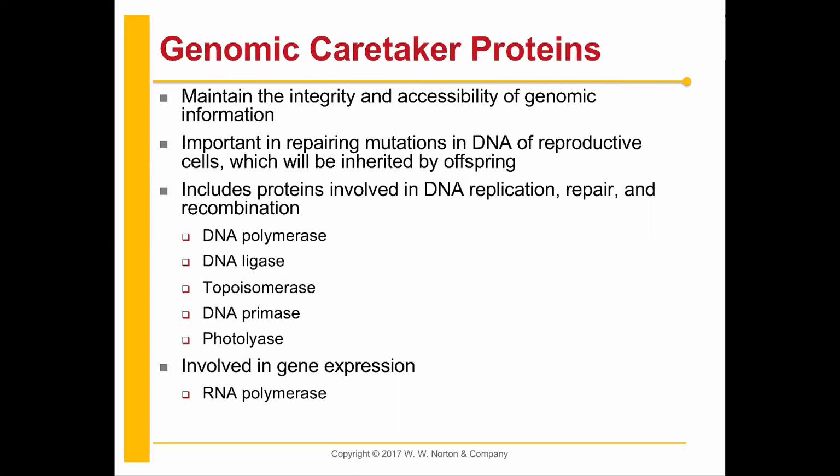They're really, really important in repairing mutations, because mutations happen all the time. And it's not such a big deal in cell types that aren't passed on to offspring, but in cell types that are, like in the germ cells, you want that fixed before they're inherited by the offspring. So you're going to have proteins that are involved in DNA replication, DNA repair, DNA recombination, right?